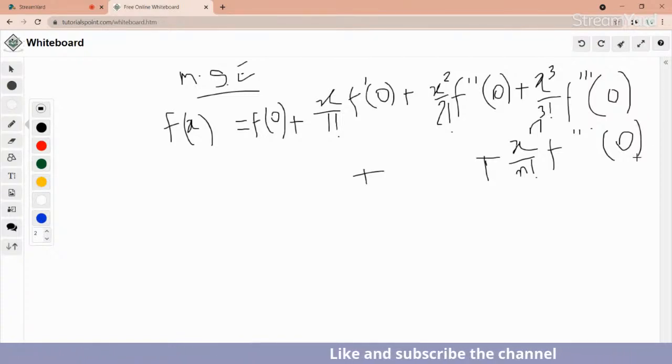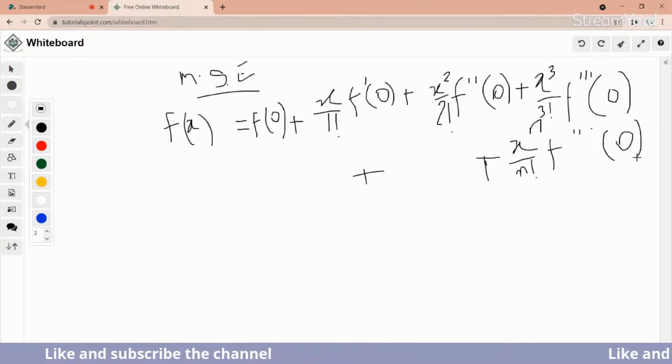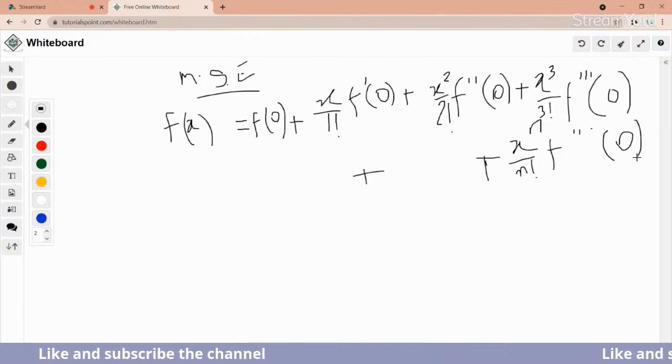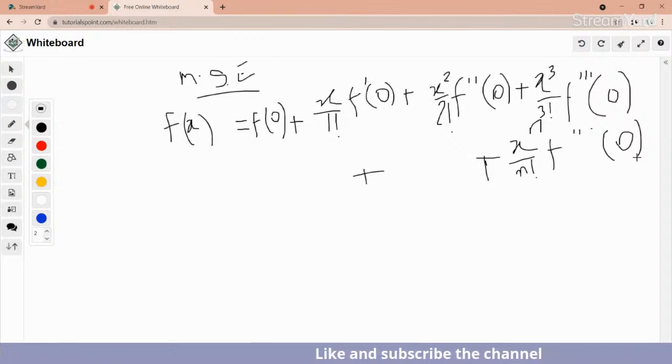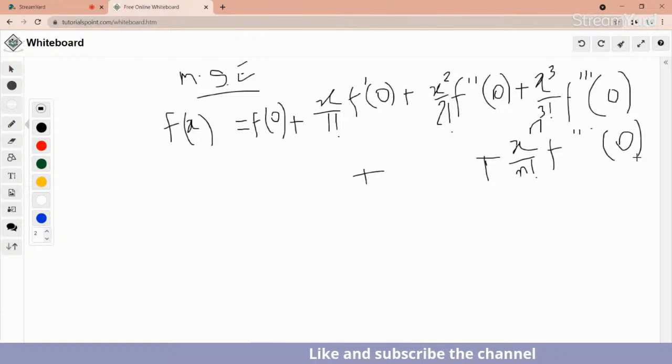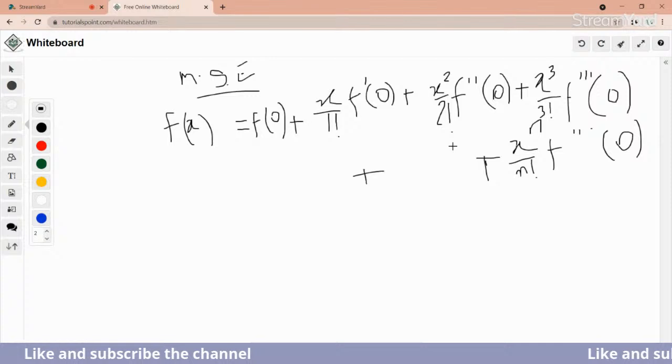So why do we do this Maclaurin series expansion? In our previous classes, while you were in 11 and 12, you must have studied the expansions of sin x, cos x, and so on, right? At that point of time, we used to memorize them. We can also find them out through the Taylor series. So let me show you how we find the series of sin x.